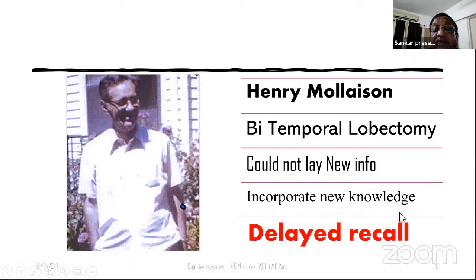He could not incorporate new knowledge, and he had a problem in delayed recall. So this is a characteristic finding, delayed. So anterograde learning and delayed recall are important features of Alzheimer's disease.